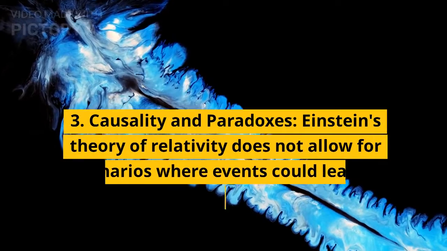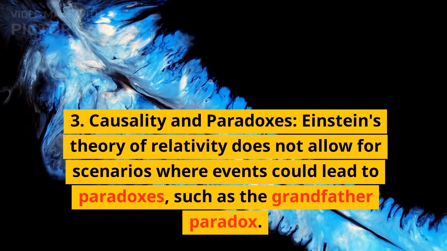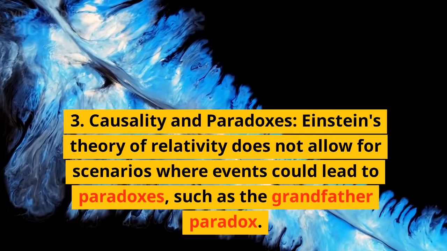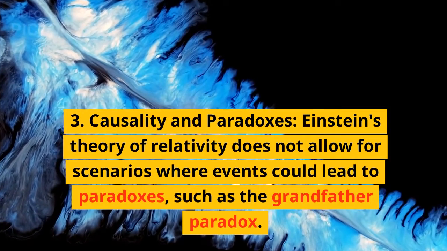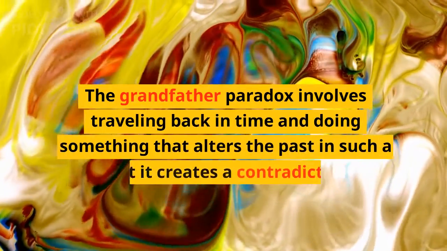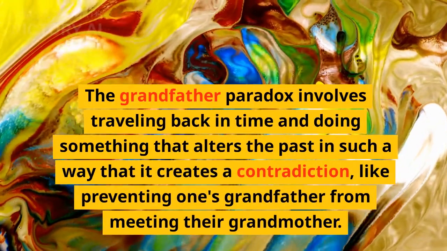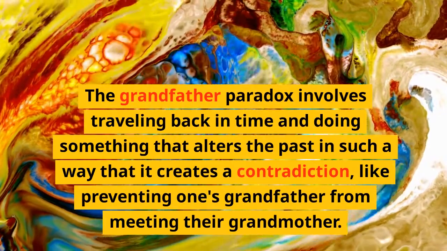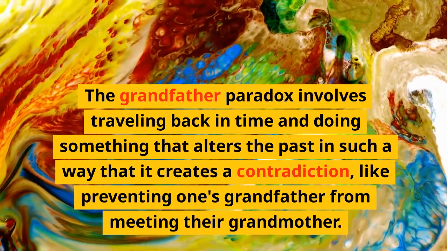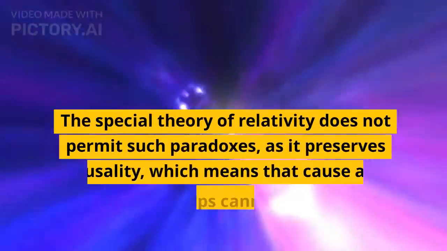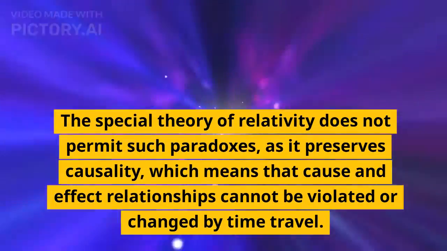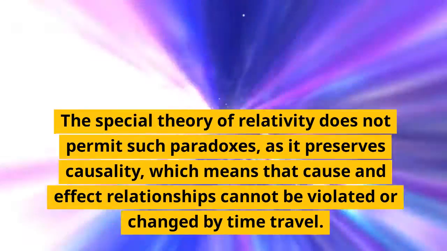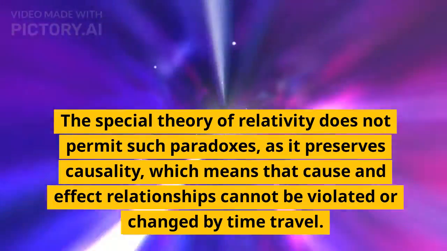3. Causality and paradoxes. Einstein's theory of relativity does not allow for scenarios where events could lead to paradoxes, such as the grandfather paradox. The grandfather paradox involves traveling back in time and doing something that alters the past in such a way that it creates a contradiction, like preventing one's grandfather from meeting their grandmother. The special theory of relativity does not permit such paradoxes, as it preserves causality, which means that cause and effect relationships cannot be violated or changed by time travel.